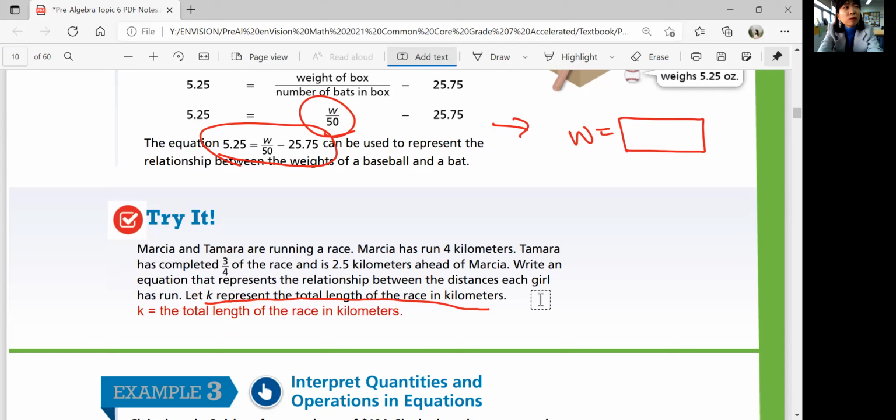I'm going to continue on with the explanation. So K is the total length of the race in kilometers. And you want to write an equation that represents the relationship between the distances each girl has run. Okay, but you need to use K. So how do you do that? What's the relationship?